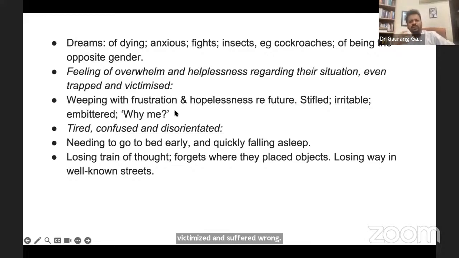There's a lot of feeling of embitterness, a lot of feeling of why me, a lot of weeping, a lot of frustration, a lot of hopelessness regarding the future. A lot of tired feeling, a lot of confused feeling, a lot of disoriented feeling. I want to go to bed early. I want to sleep early. They're quickly falling asleep. Their memory can be an issue. Losing train of thoughts, forgets what he's talking about.